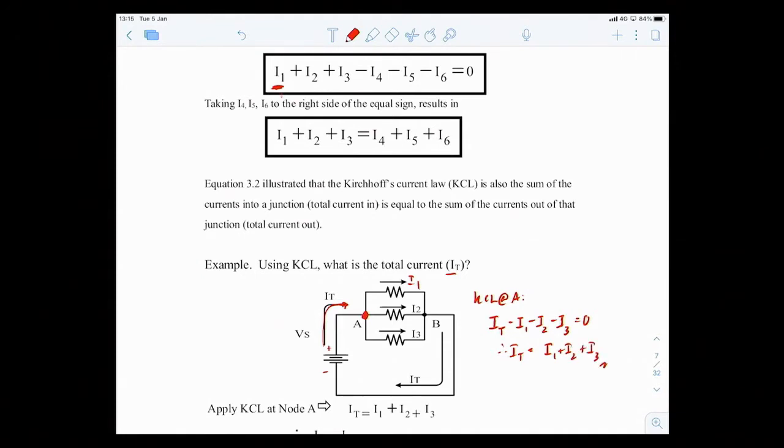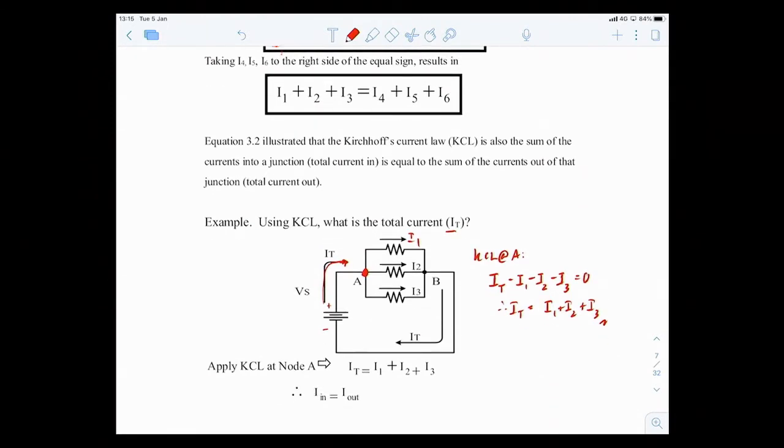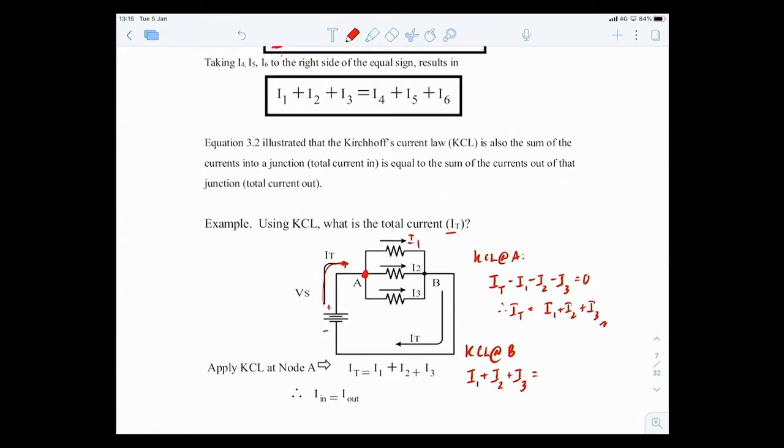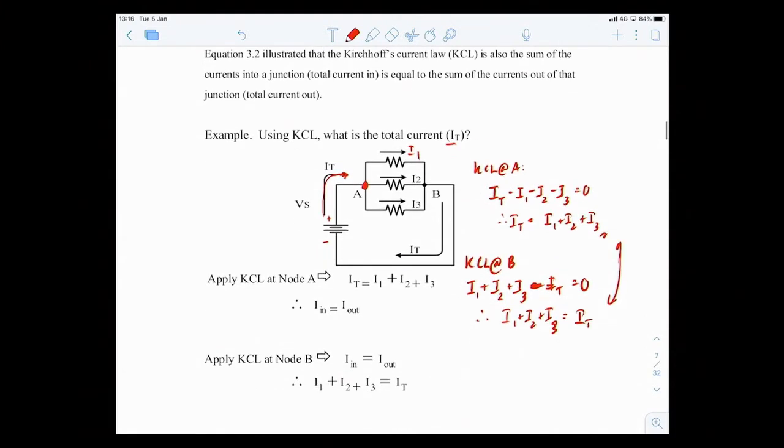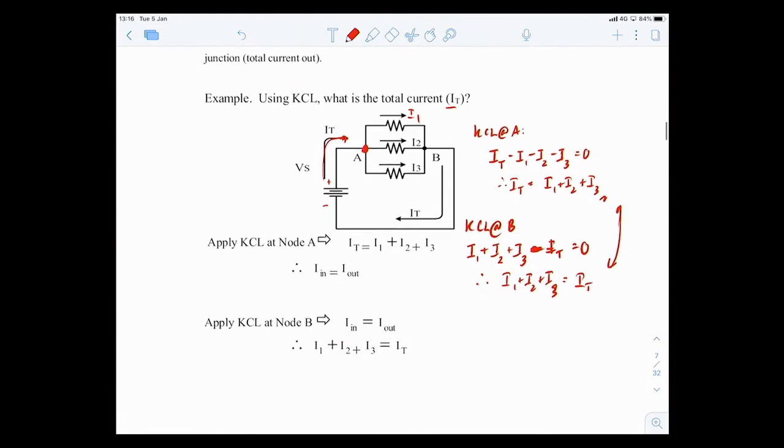How about if I write it from the so-called node B? If I write KCL at node B, this time I1 is entering, so positive I1. I2 also entering, so positive I2. And I3 also entering node B, so positive I3, equal to the I total leaving node B, so minus I total equal to 0. Therefore, you get I1 plus I2 plus I3 equal to I total. Same answer. So this is KCL, just add and subtract.